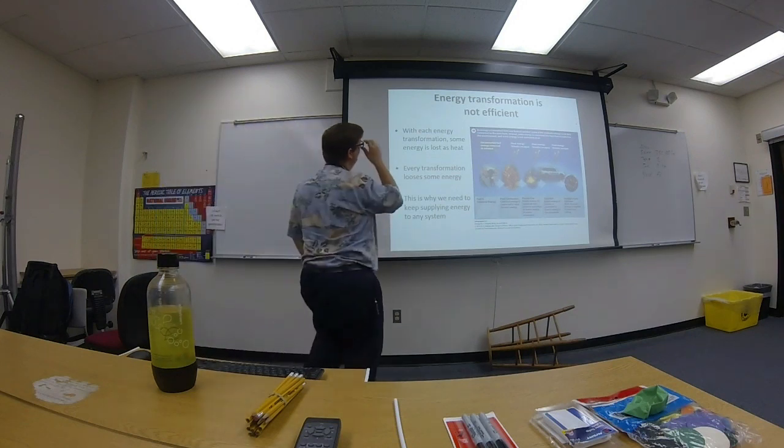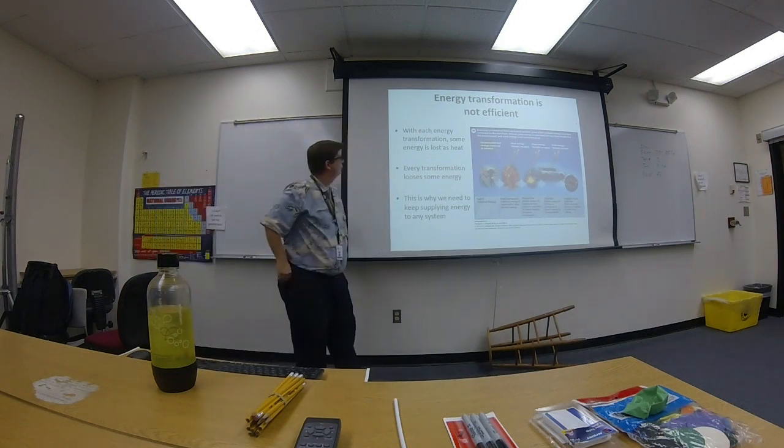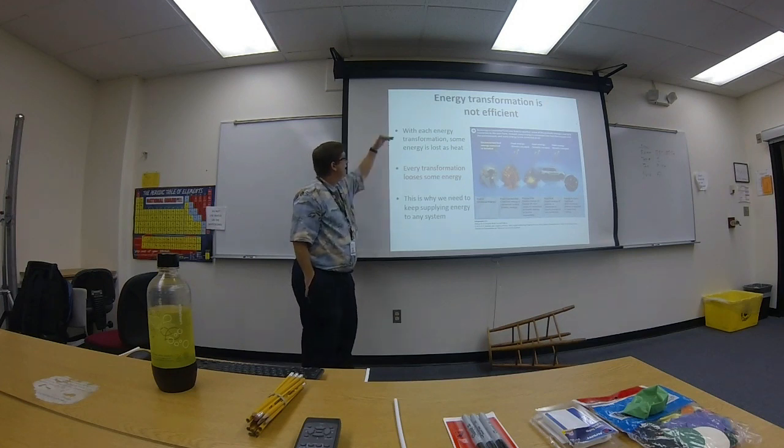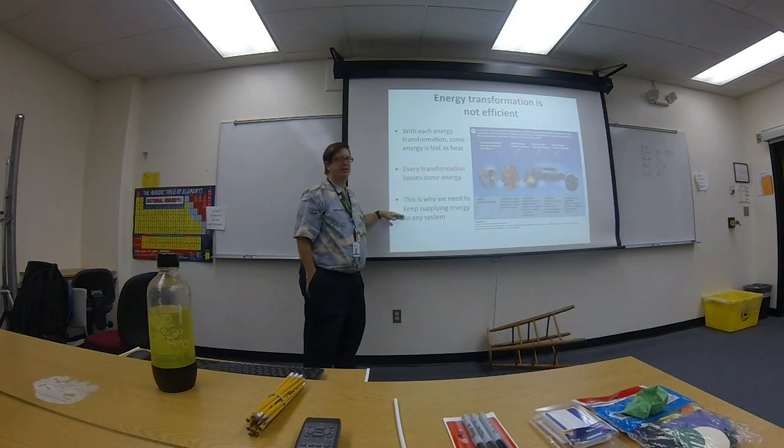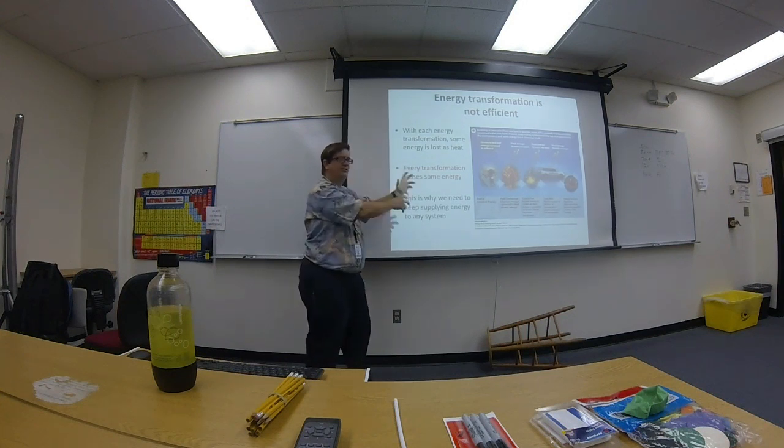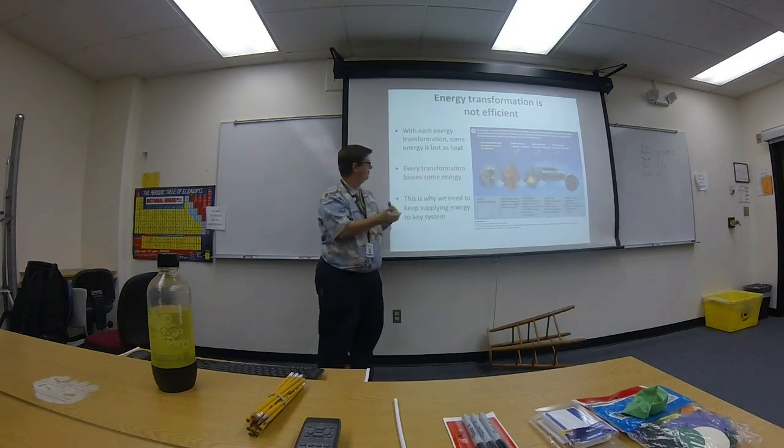So energy transformation is not efficient. Newton told us all about this, and he was right. Every time you transfer energy from one form to another, you lose a little bit of heat. You lose a little bit of energy. So there was heat loss. This is why you have to keep supplying energy. Remember I said you had to keep giving energy to the cell? The reason why is every time you do a transformation, you lose some of it.